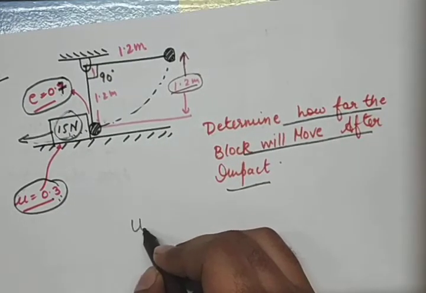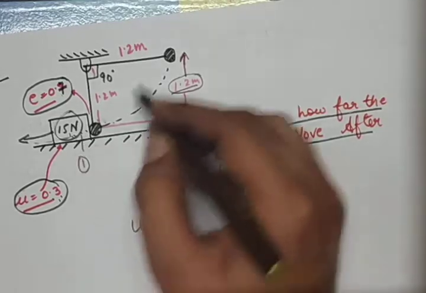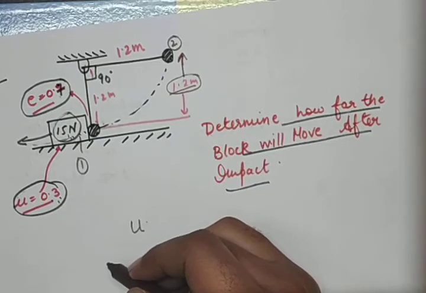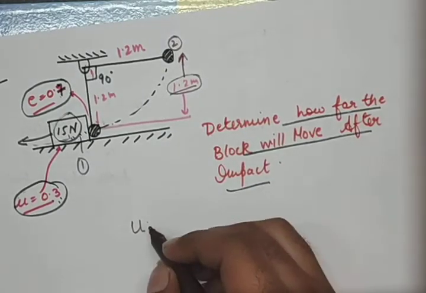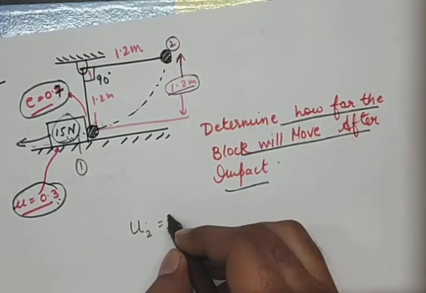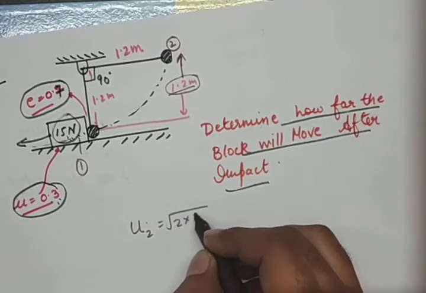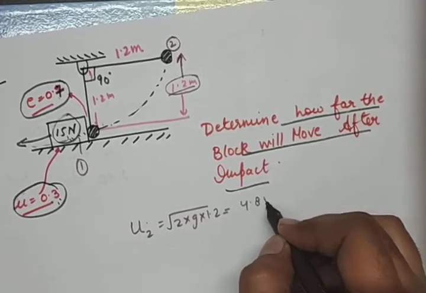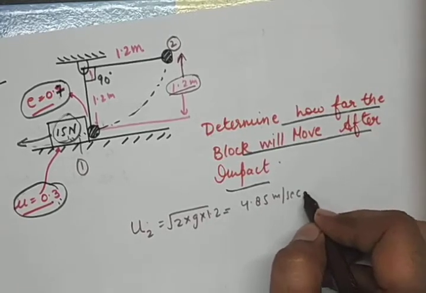If this is body 1 and this is body 2, the velocity of this body will be the square root of 2g times 1.2. That will be 4.85 meter per second.